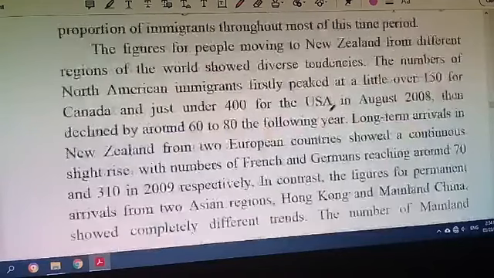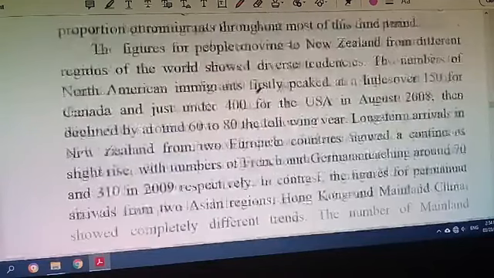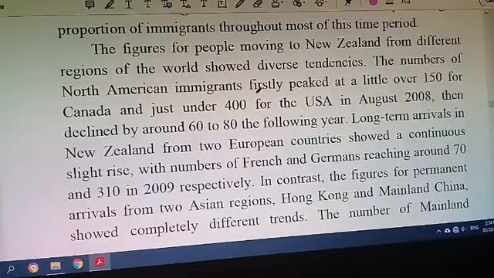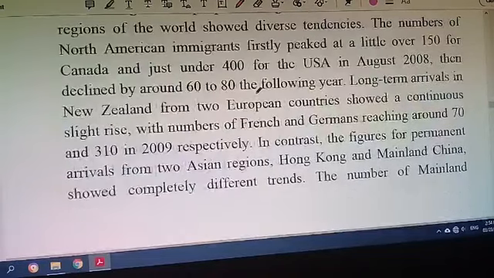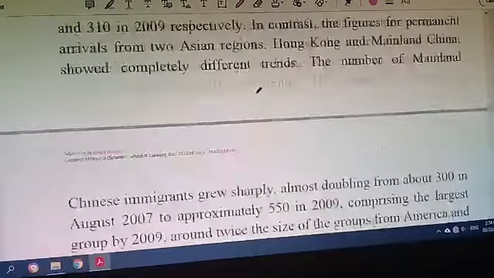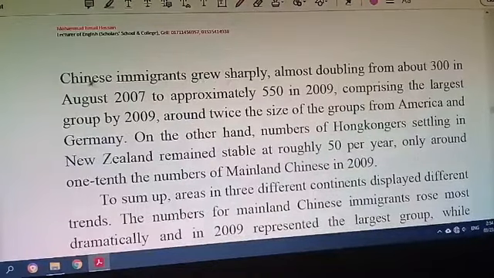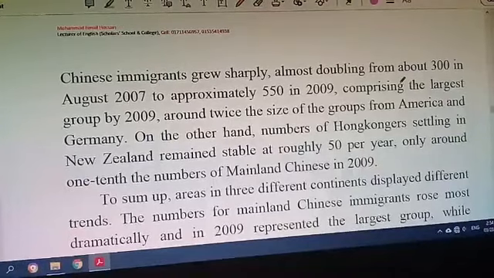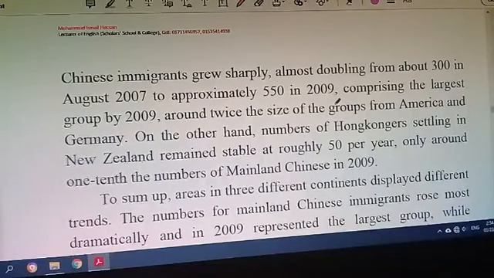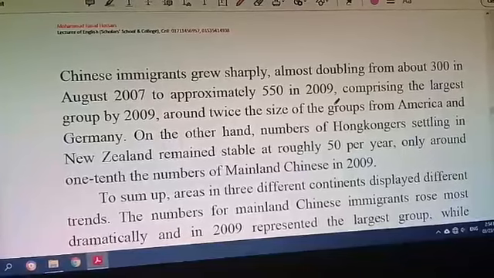So you can see here the body of the description. Whenever you get time, you will revise again. This is the second part, and now the third part, the comparative study. Chinese immigrants grew sharply, almost doubling from about 300 in August 2007 to approximately 550 in 2009. That is the comparative study. You are showing your comparative study. What is the change?